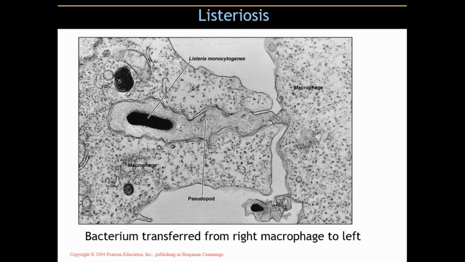Here you have the bacterium called Listeria monocytogenes, which is being transferred from one macrophage, the macrophage on the right, to the macrophage on the left. These are two large macrophages, big white blood cells, and it's being transferred from one to the other, and then they can reproduce within the macrophages as well. This makes them a little tricky, and as I said, it can get into the cerebrospinal fluid and cause meningitis.